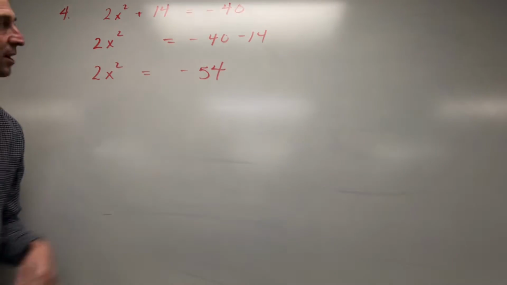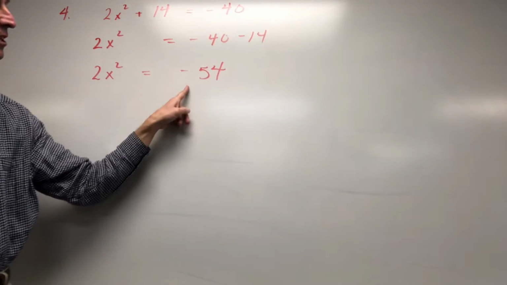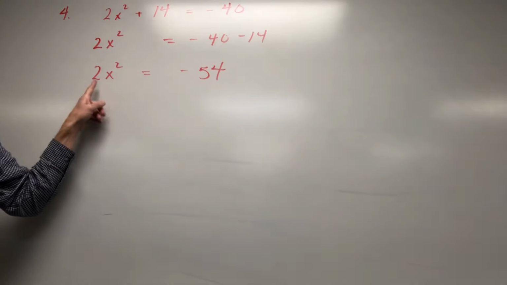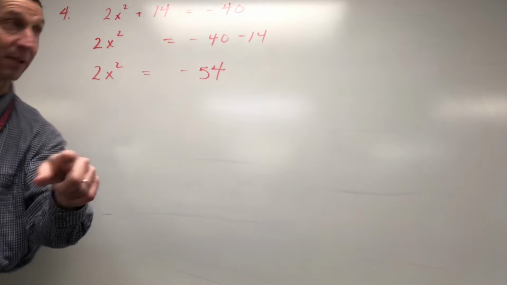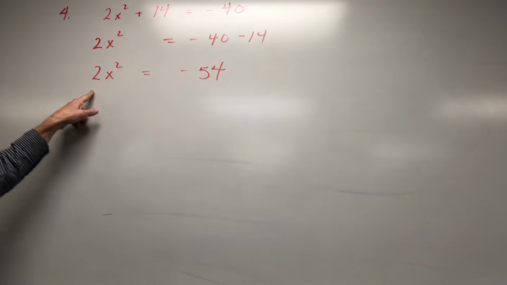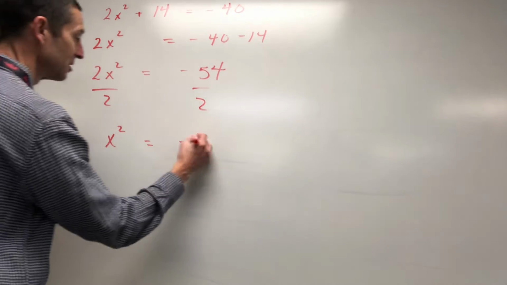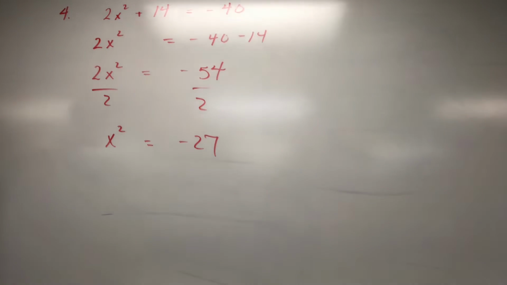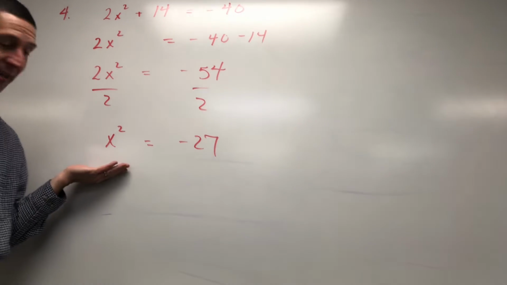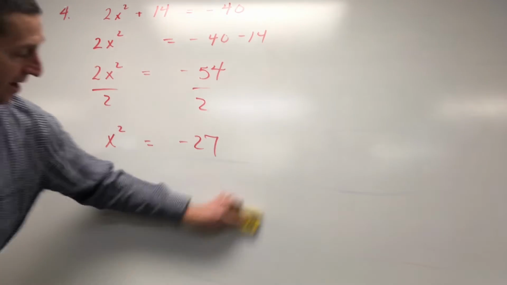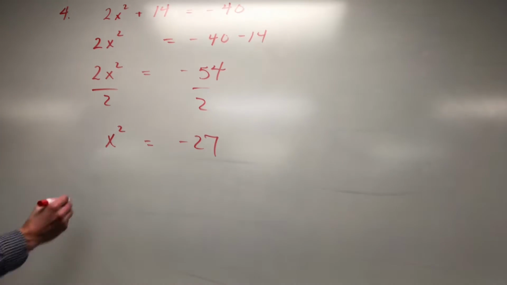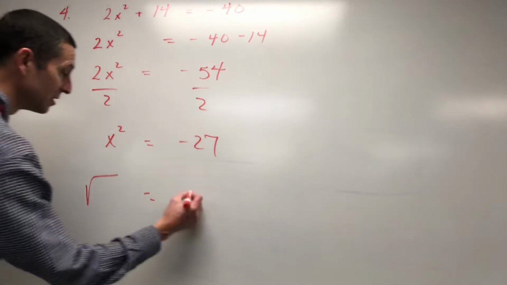Okay, so we're sitting right here. We got negative 40, we got negative 14, here's negative 54. Still the x squared is not by itself. Oh, there's a 2 right there we got to get rid of. So let's divide by 2, and now we have x squared equals negative 27. Finally, the x squared is by itself. When that happens, we can bring in our square roots.